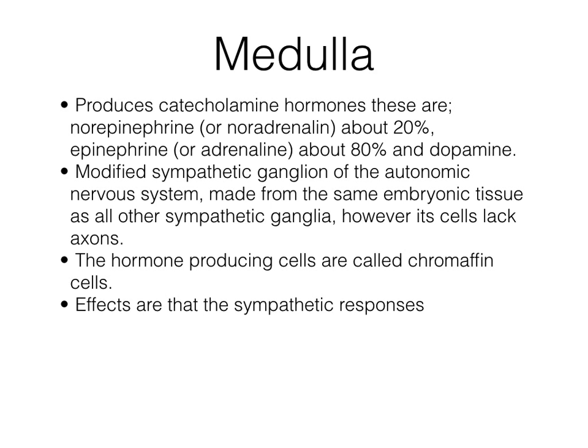The medulla produces 3 hormones called catecholamines. These are norepinephrine at about 20% of secretion, epinephrine at 80% of secretion, and in small amounts dopamine. It is a modified sympathetic ganglion of the autonomic nervous system, as it's made from the same embryonic tissue as all other sympathetic ganglia. However, its cells lack axons. The cells which actually produce the hormones are called chromaffin cells, and the effects seen are an amplifying of sympathetic responses, or the fight or flight.